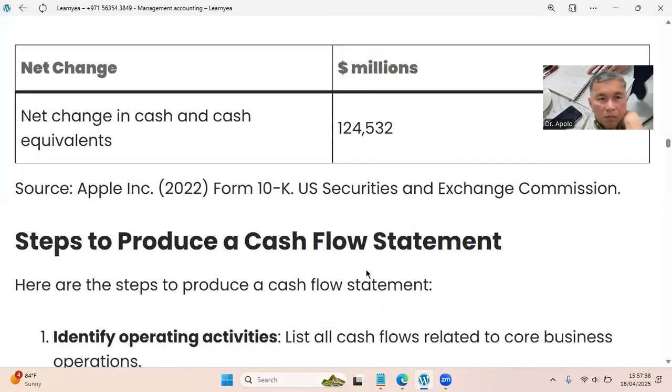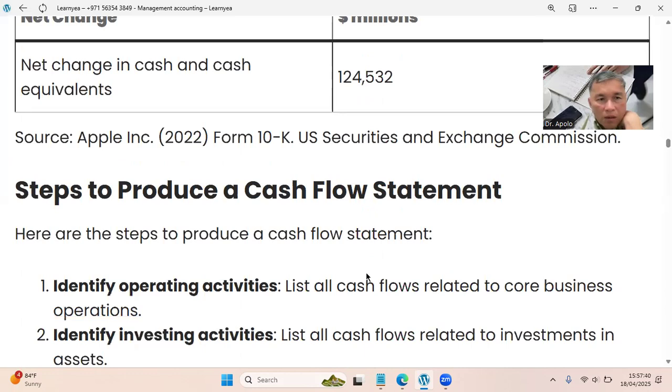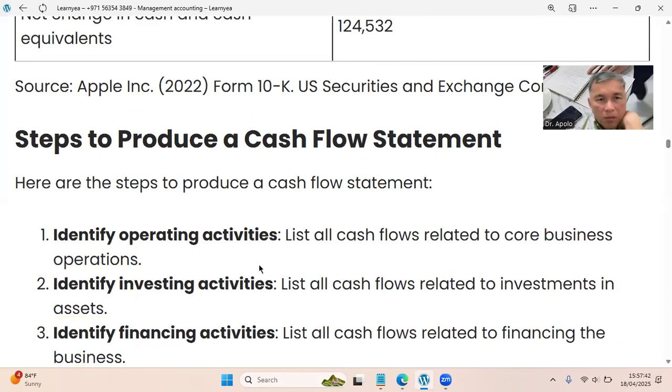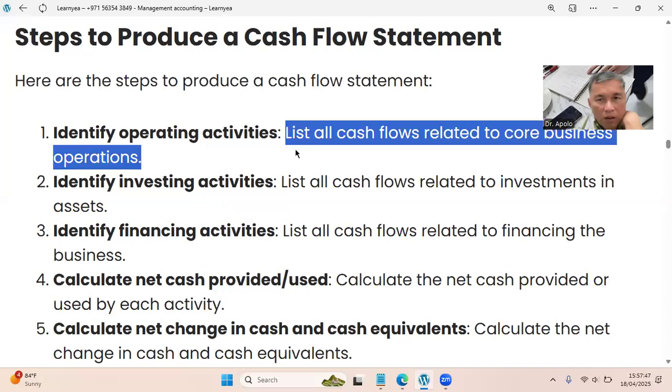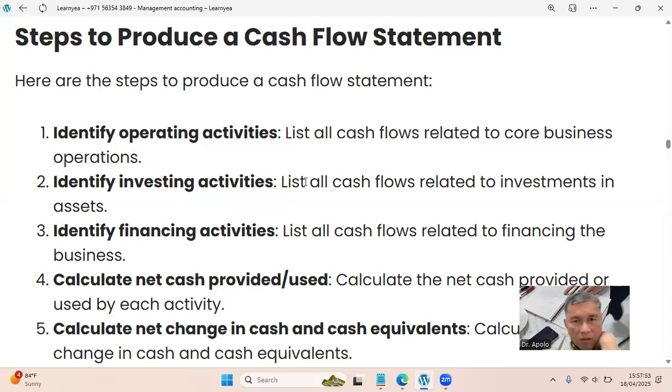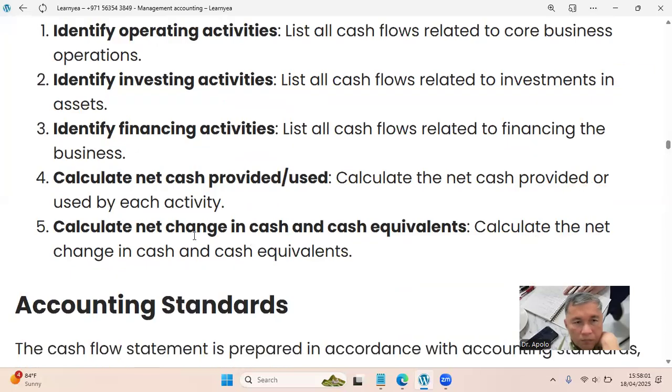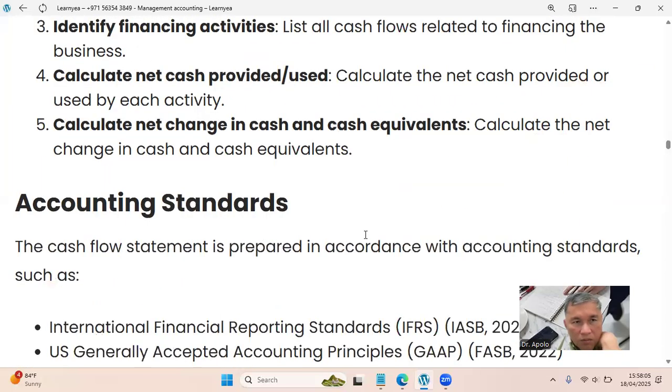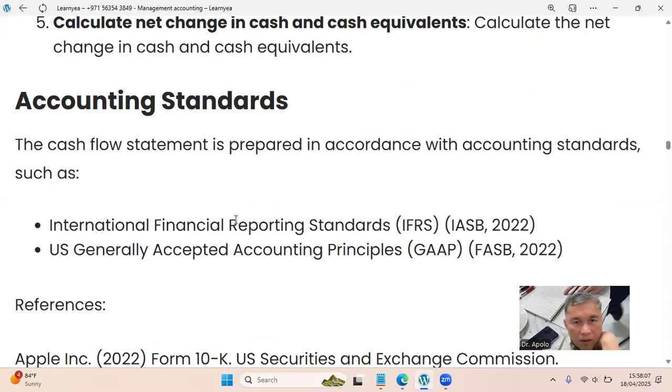So these are the steps to produce the cash flow statement. Identify operating activities, these are cash flows related to the core business. Then identify investing activities, these are cash flows related to investments in assets. Identify financing activities. Calculate the net change in cash. These are the procedures from the accounting standards, IFRS.